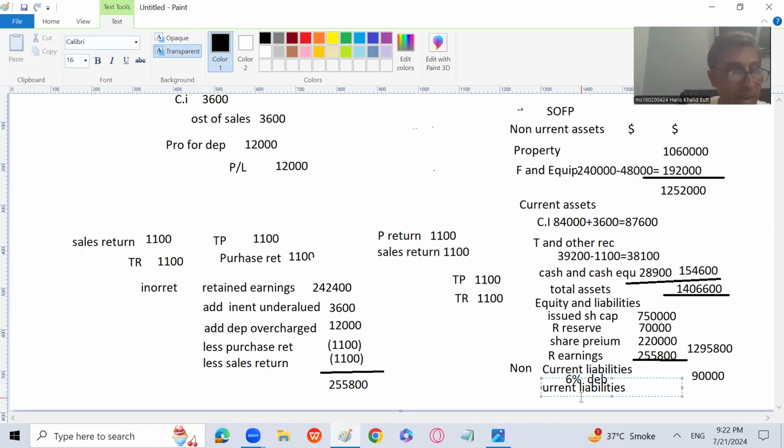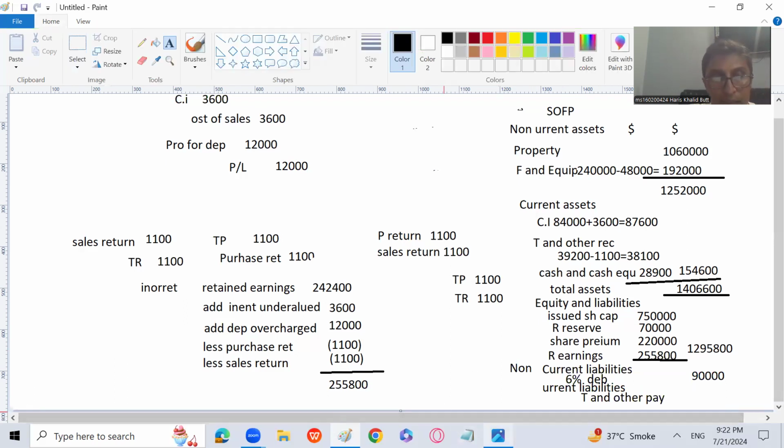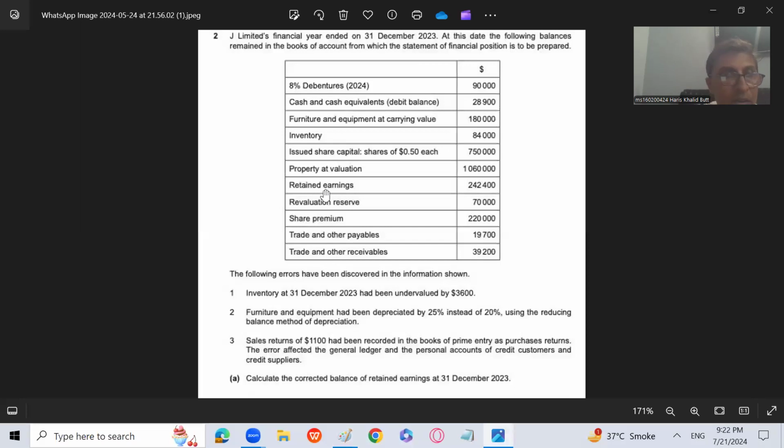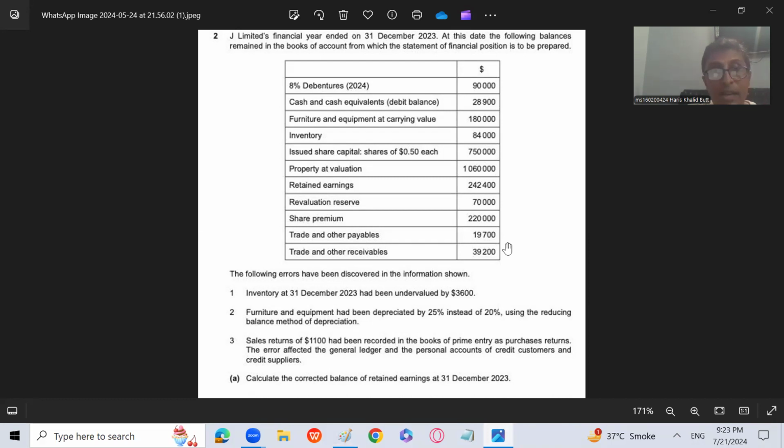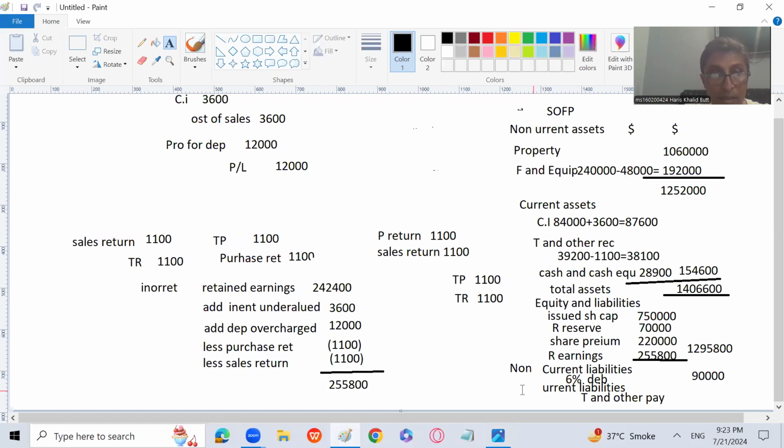In current liabilities, I will write two things. One is trade and other payable. Trade and other payable, obviously, that is the current liability. And the second current liability, if it is given, if you just look at the question, if not given, there is nothing. So there is only trade and other payable. And the calculation of trade and other payable is very important, my dear. Listen to that. Trade and other payables are given 19,700.